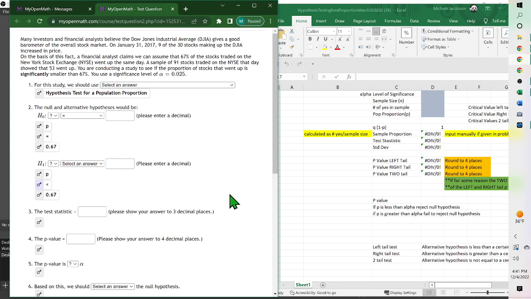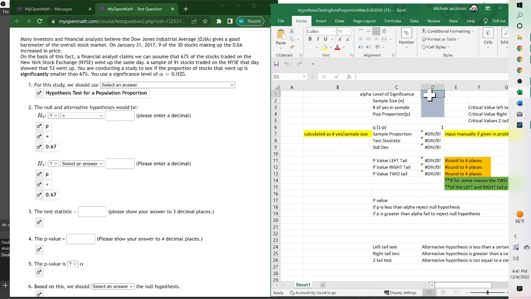Now to find these values, we plug in this gray box. Level of significance is right here, 0.025. Sample size, 91, a sample of 91 stocks. And it showed 53 went up. Population proportion comes from the hypothesis, 0.67.